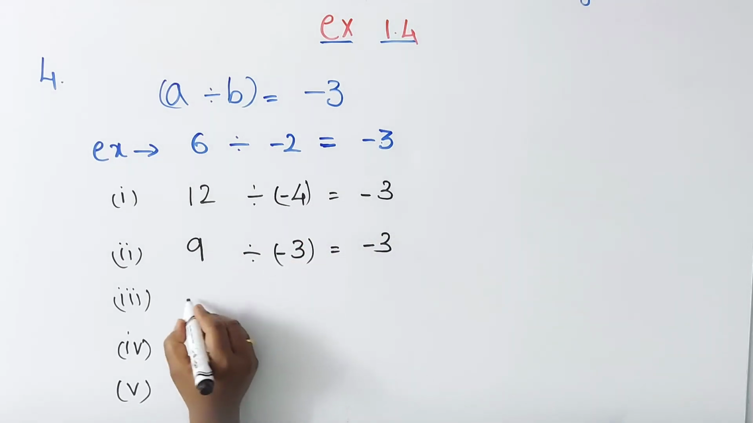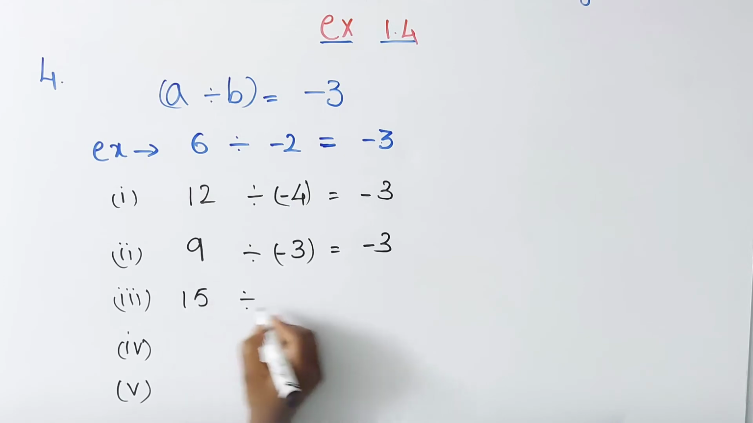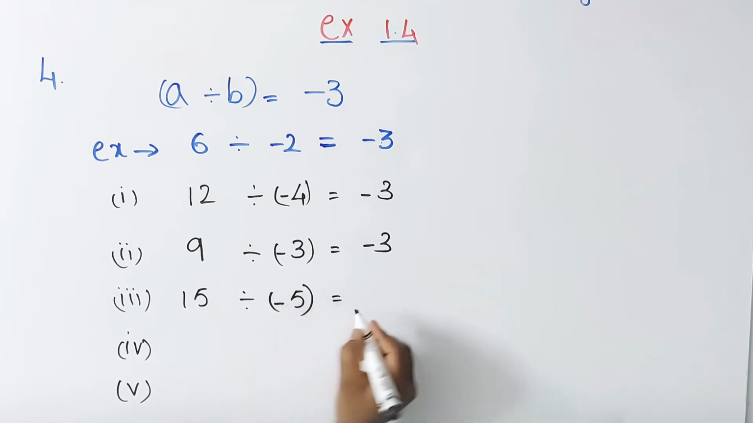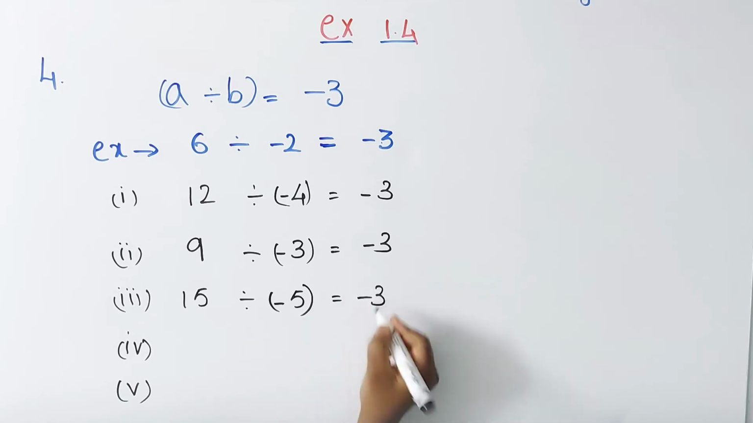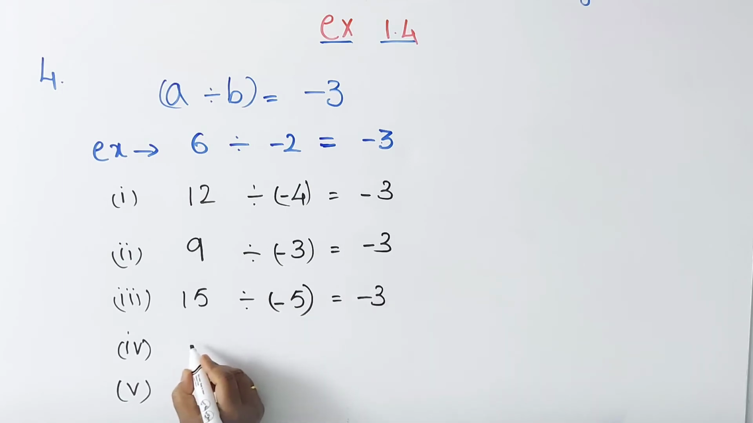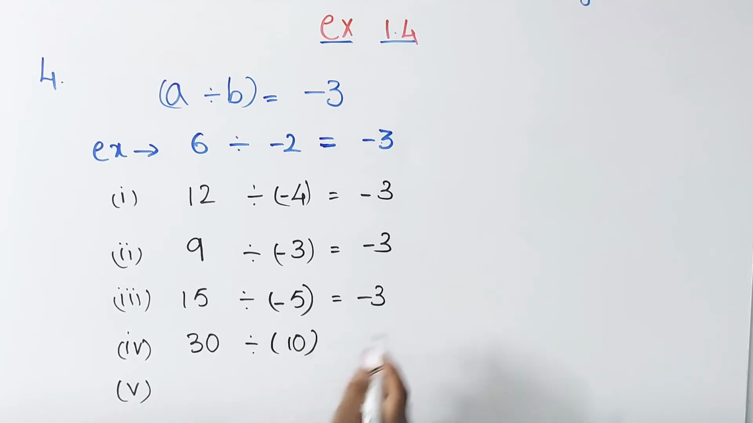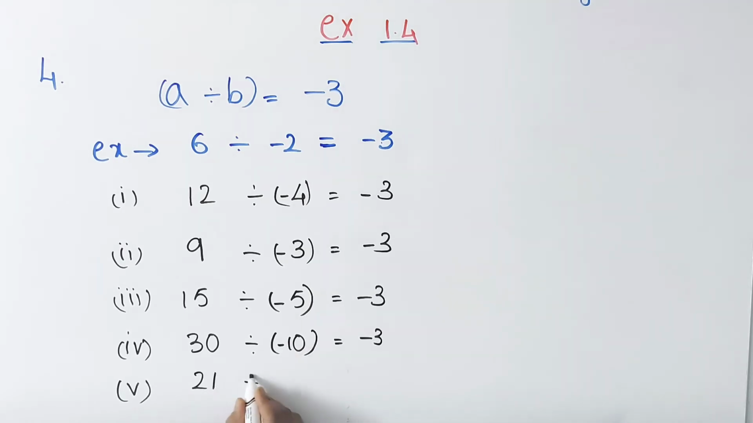Next 15 divided by 5. 5 3s are 15. But we want minus 3, so it is minus 5. Next 30 divided by 10. 10 3s are 30, but we want minus 3 in the answer, so it is minus 10. Next, 21 divided by 7 is also 3, but we want minus 3 here, so it is minus 7. 21 divided by minus 7 equal to minus 3.